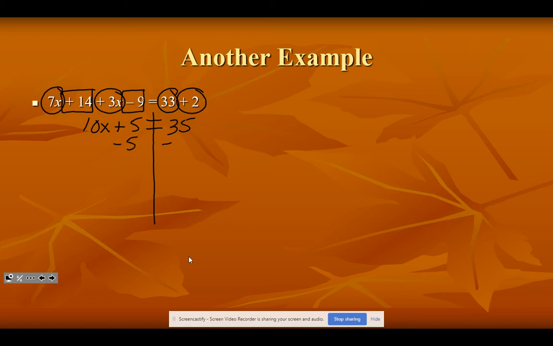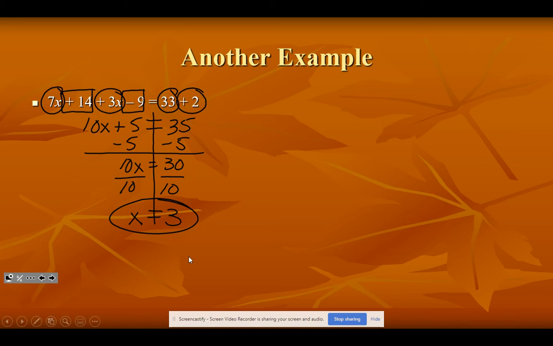I'll now subtract 5 from both sides. That's the subtraction property of equality. 10x equals 30. And then dividing by 10 using the division property of equality, x equals 3. At this point, of course, I want to be checking my work to make sure I'm correct.